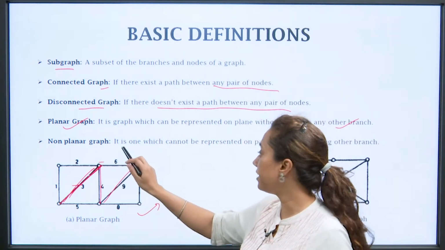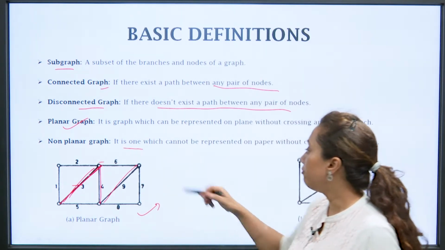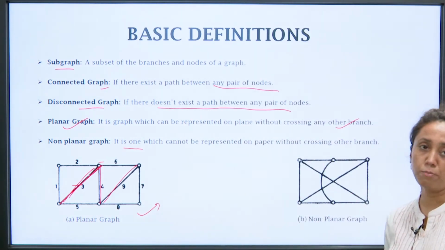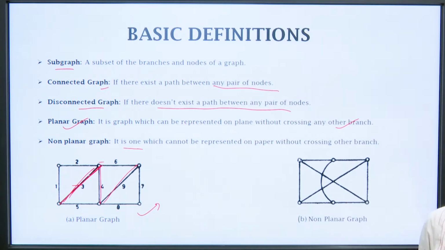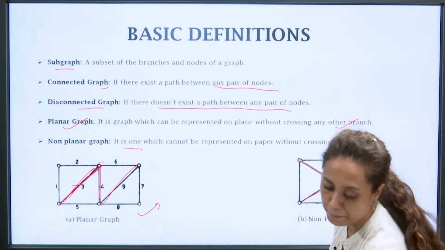Now the non-planar graph is the one which cannot be represented on paper without crossing other branches, meaning something like 3D graphs which can't be expressed in a 2D plane, right. So this is an example of the non-planar graph. We can see that here this branch and this branch are crossed, this branch is also crossed. So this type of graph cannot be shown in the 2D plane, so it is the non-planar graph.